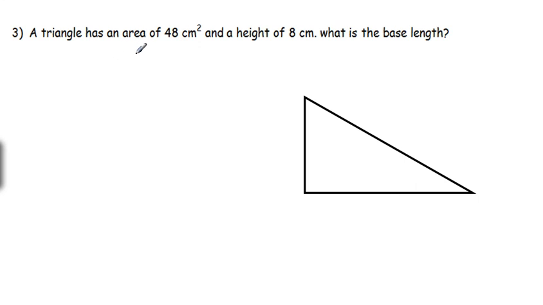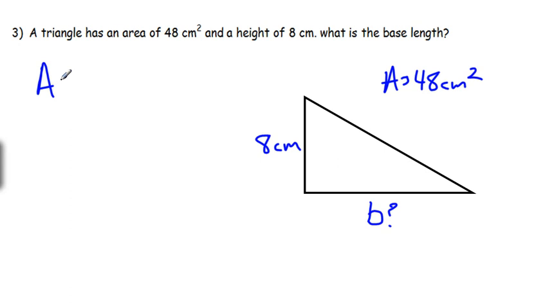Alright, triangle. Has an area of 48 centimeters squared. Let's write that down. 48 cm squared. It has a height of 8 centimeters. What is the base? We don't have any formula in our reference chart that says what the base of a triangle is. But we do have a formula that talks about area and base of a triangle, and that's that area is 1/2 of the base times the height.